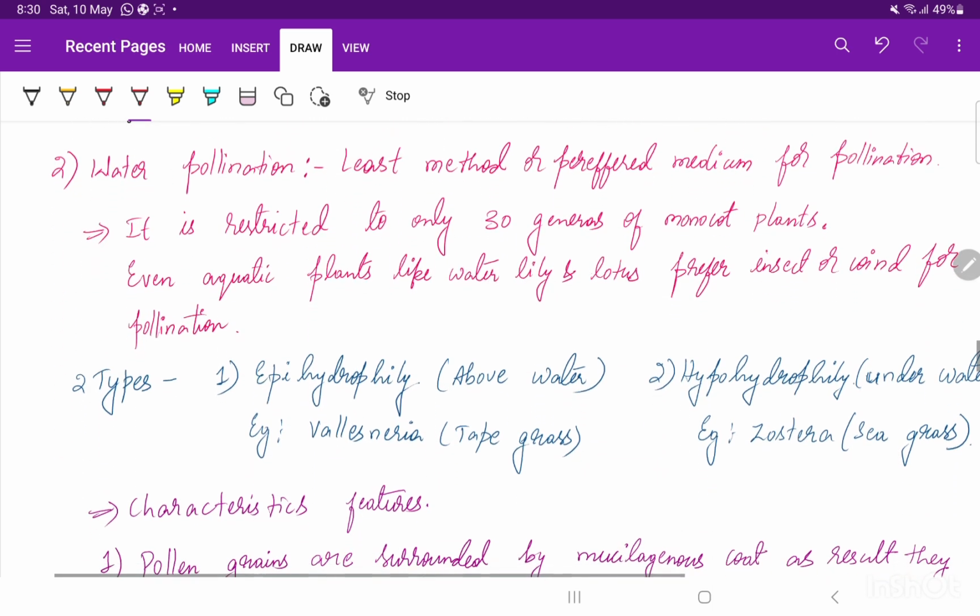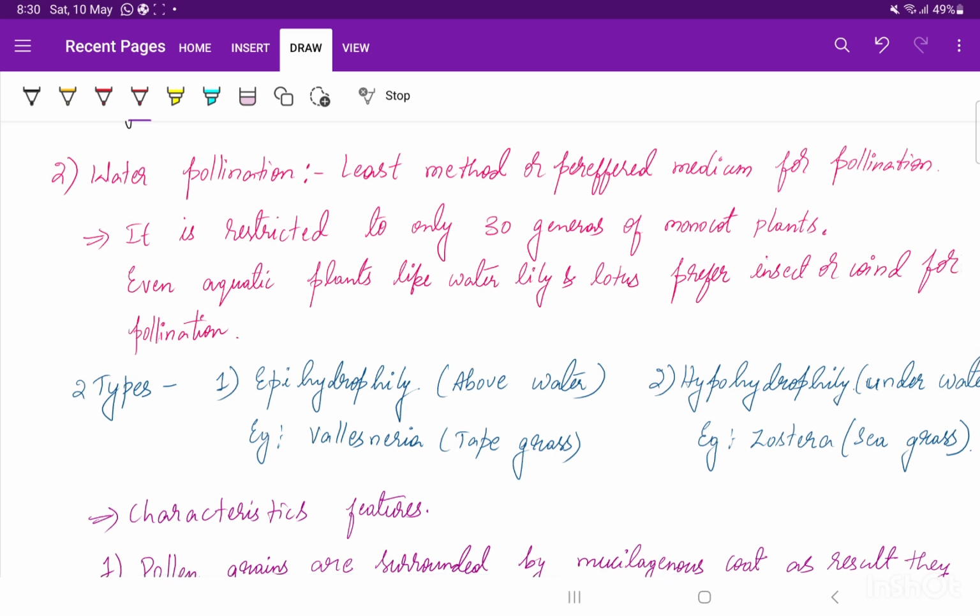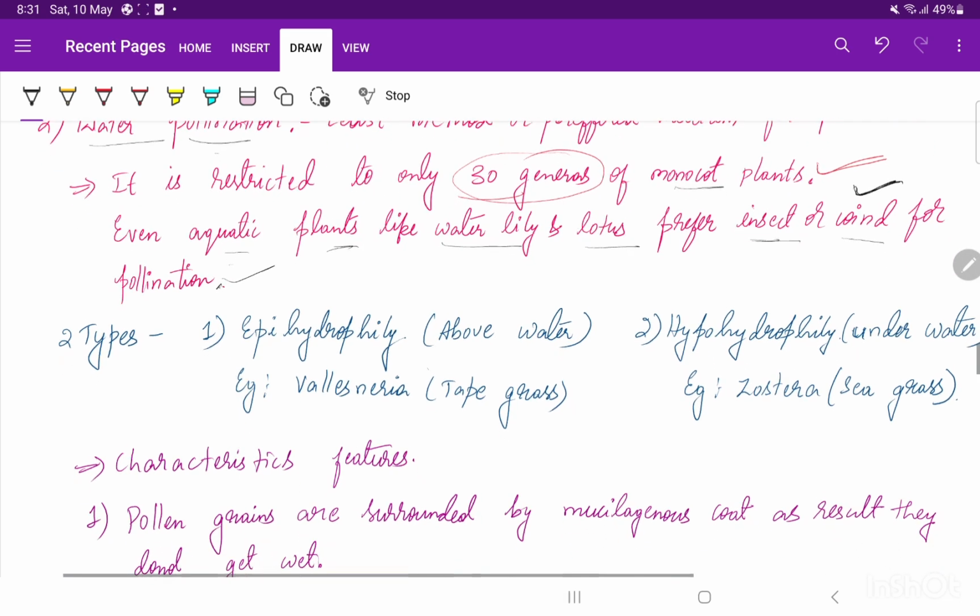Next is water pollination. Water pollination is the least preferred medium for pollination. It is restricted to only 30 genera of monocot plants. Only 30 genera of plants have water as the pollinating agent, and they are monocot plants. Even aquatic plants like water lily and lotus prefer insect or wind pollination, because they can conserve energy. It is easily done. So they opt for wind as the pollinating agent.